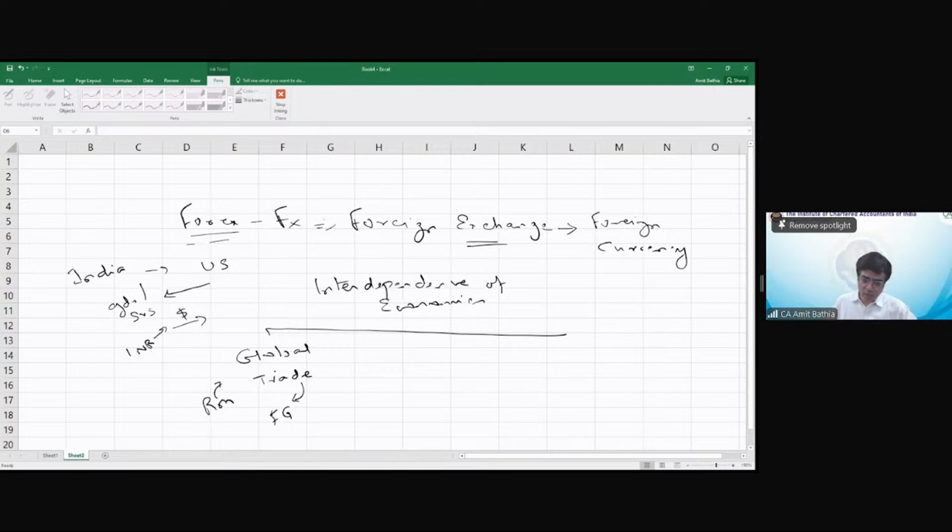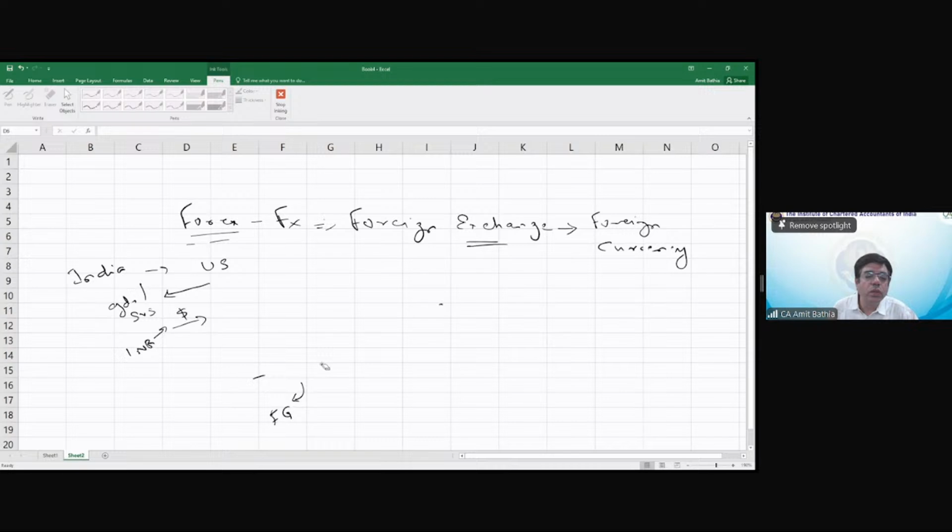Now, to start with, what are the different types of transactions which happen across the border? So let us take the types of transactions which happen across the border.